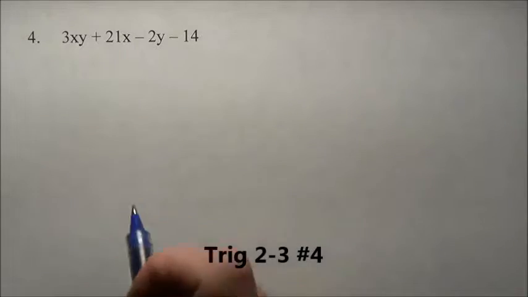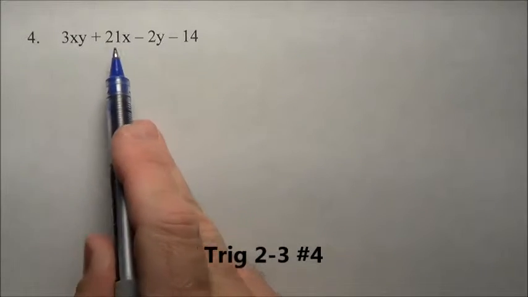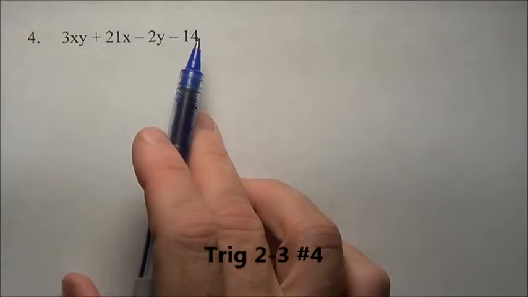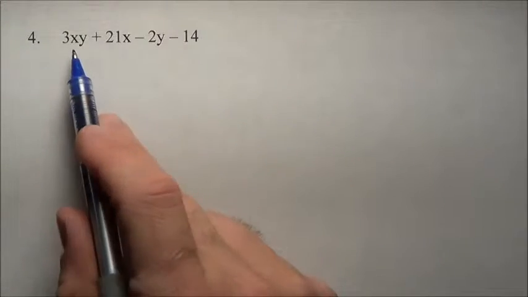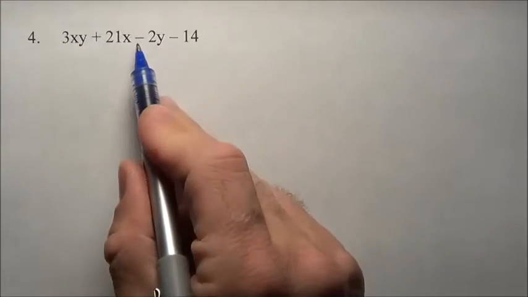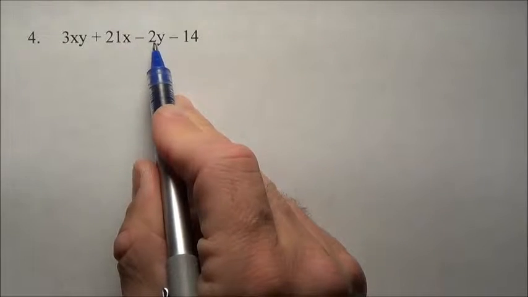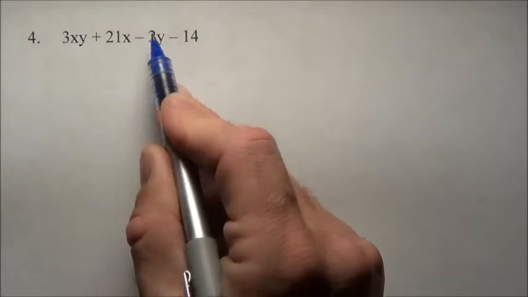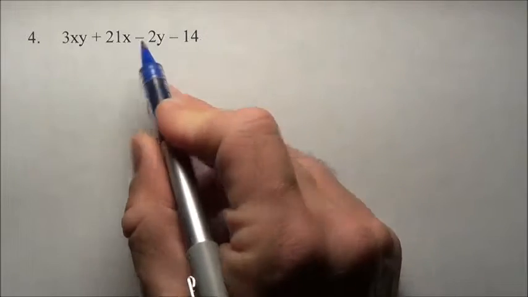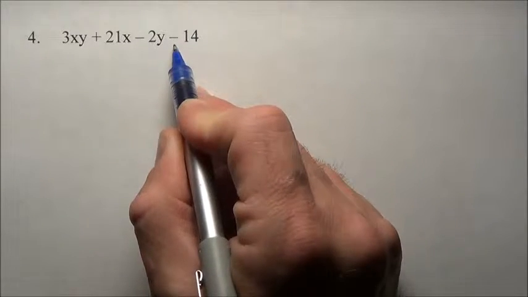Here's problem 4. We want to factor it. Right away, as soon as I see 4 pieces, I know I'm going to have to do it by grouping. That's the only way it's going to work here. Now the other thing I have to be careful of, this has a minus 2y minus 14. I can't just group these together because then that negative sign is going to have to go through to there.